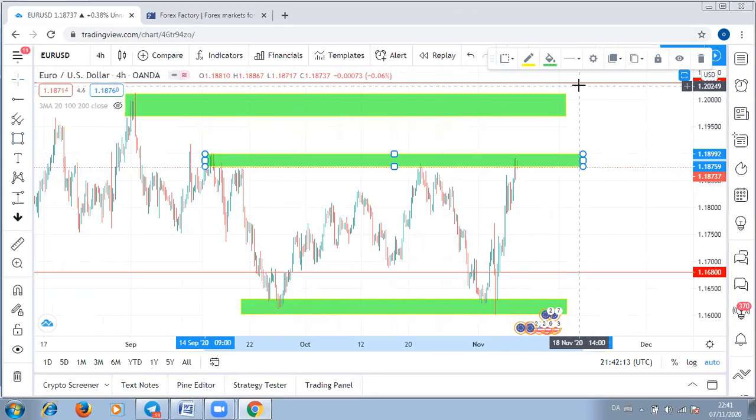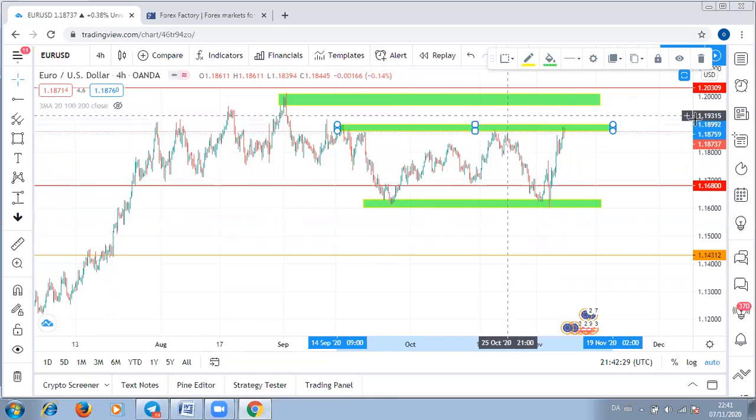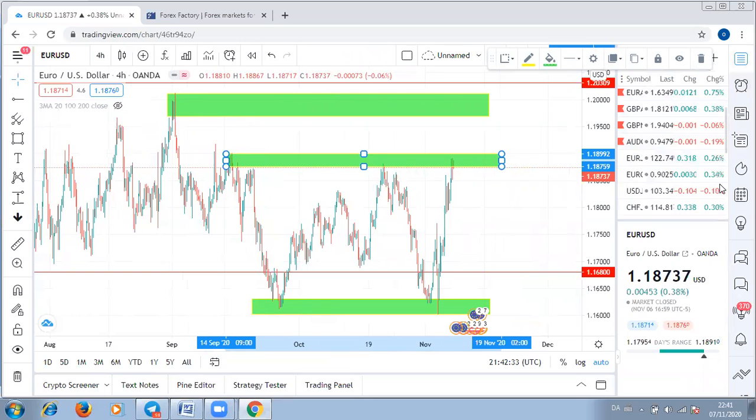All these moves in the market are because of Biden winning the election. So with Biden winning the election, most of the pairs moved very well against the dollar. So with that, all these areas are supply zones. I have something on supply zone I did on gold.